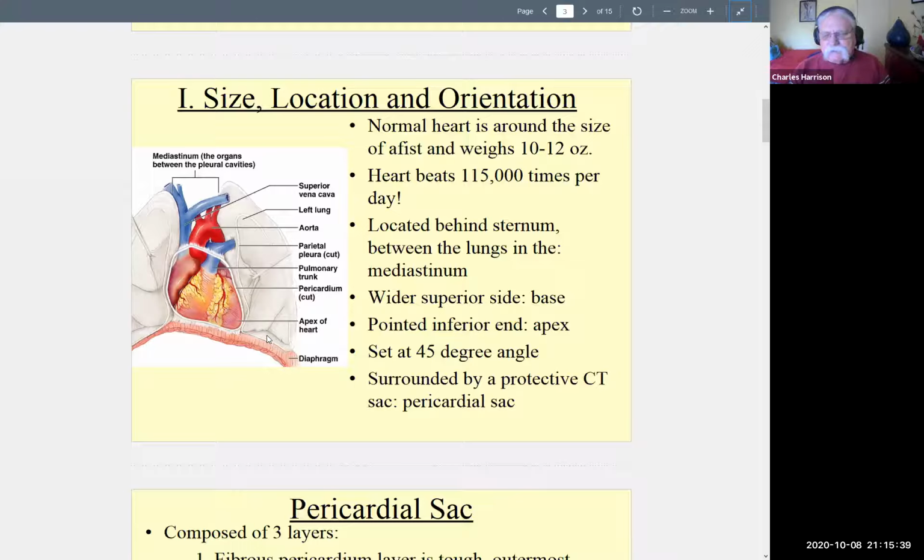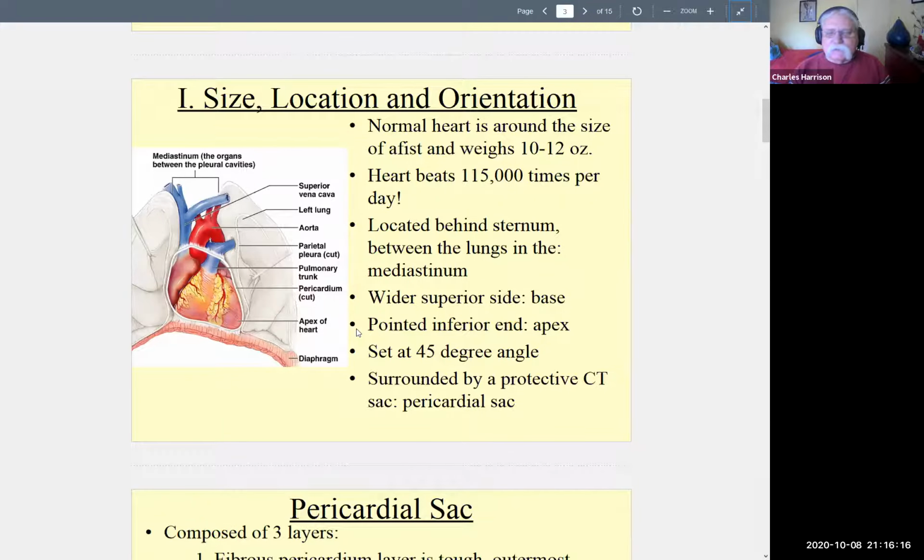And it's surrounded by one of the serous membranes we talked about, the pericardium. The pericardium is shown in white here. It actually has two sides. The visceral pericardium will hug the heart itself, and then outside of that is the parietal pericardium. The pericardial sac is in between the two and has pericardial fluid to lubricate the heart as it moves.